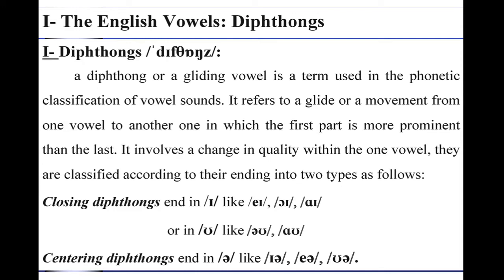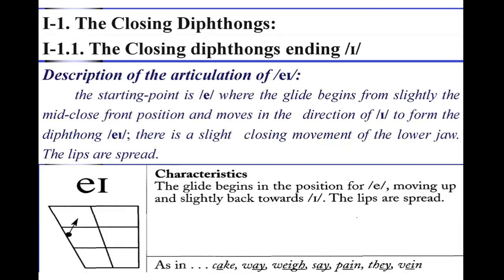They are classified according to their ending into 2 types as follows: closing diphthongs end in short I or in short U. Centering diphthongs end in a schwa. The closing diphthongs ending in short I.